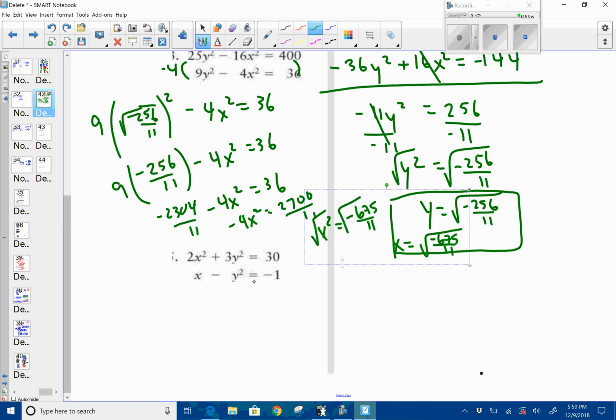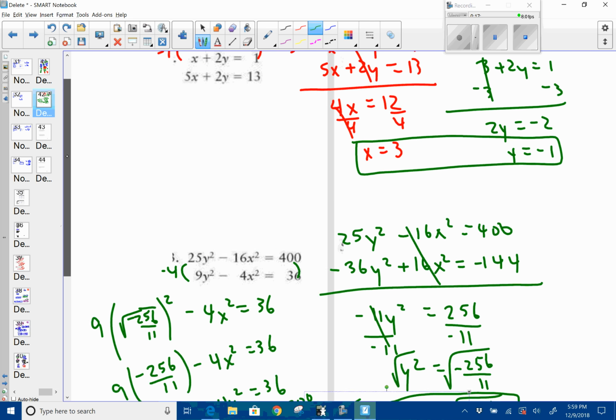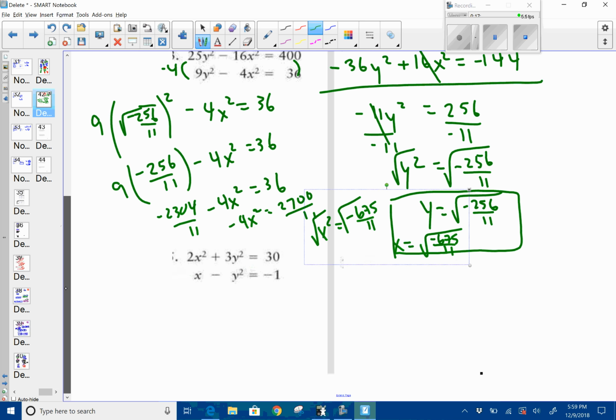This one right here. So I have to do this problem using elimination. So I am trying to eliminate one of the variables. And very similar, I see that if I can get this to be a negative 3, then these can cancel out easily. So I multiply this whole thing by 3. So the top's going to stay. So it's 2x squared plus 3y squared is equal to 30.